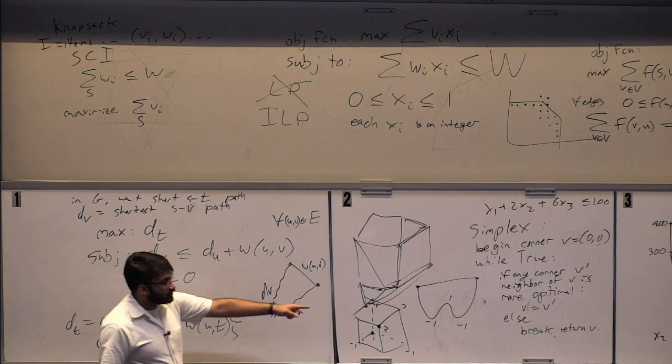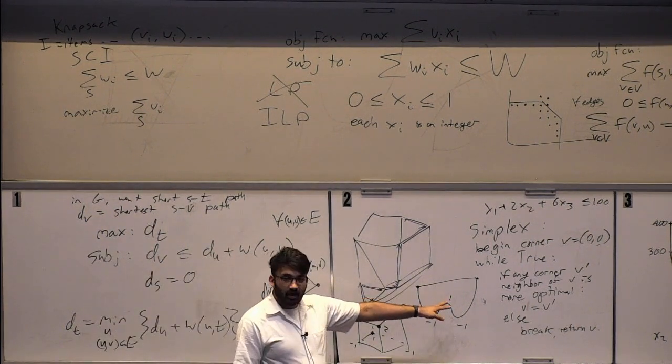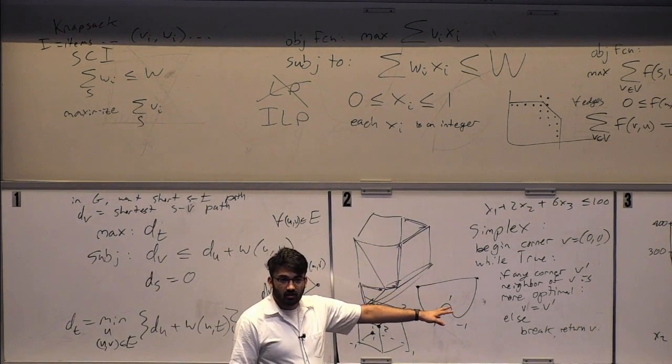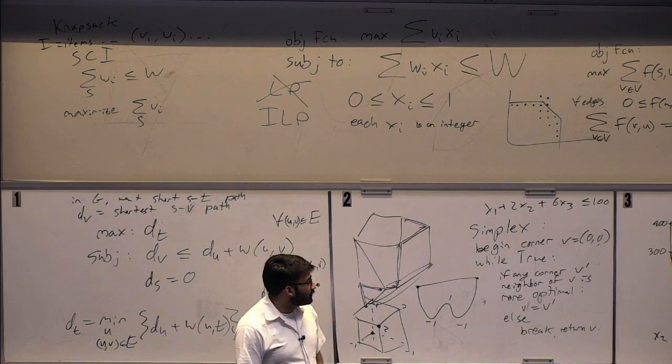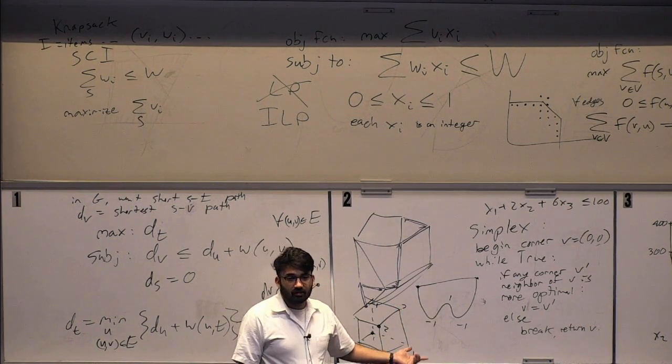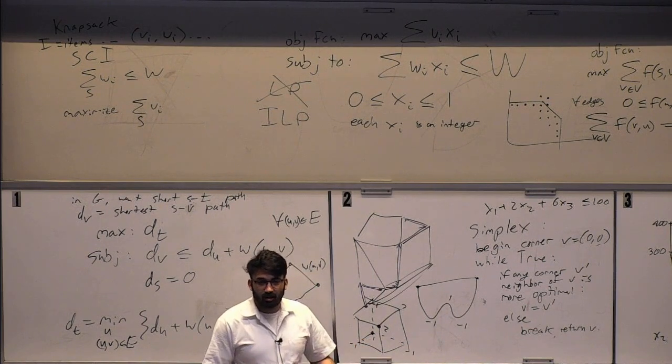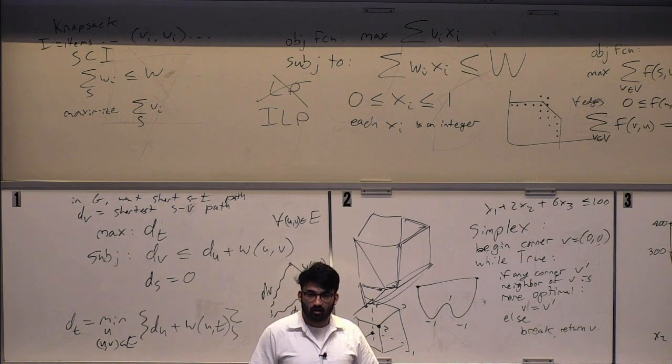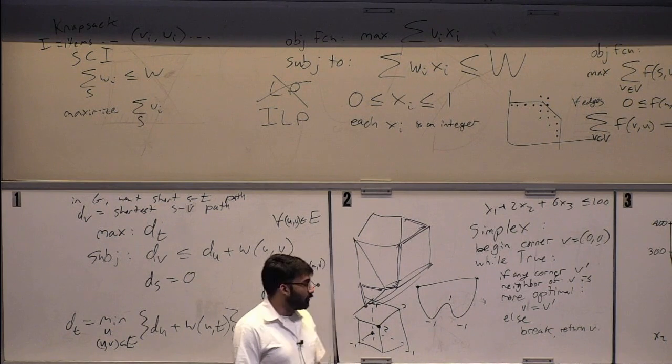Second thing is, this is not the way the algorithm is implemented. There's lots of details in how the algorithm is implemented. How does the algorithm know what the neighbors are? It doesn't. It doesn't say, thank you for this nice graphic of a polytope, let me just walk along it now in Blender. That's not how it works.